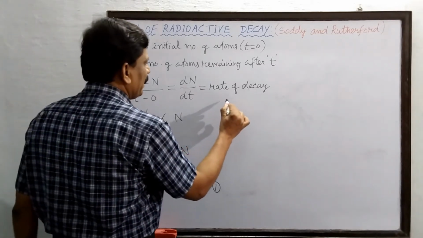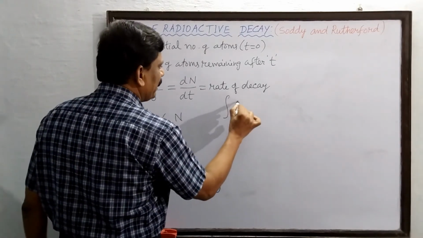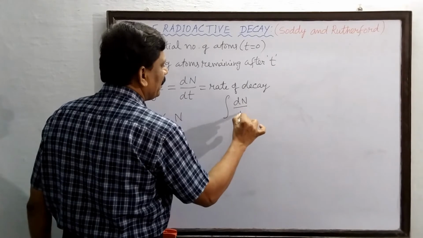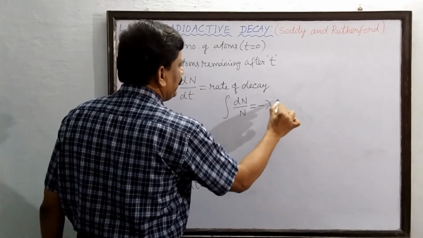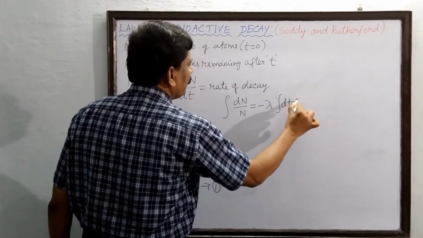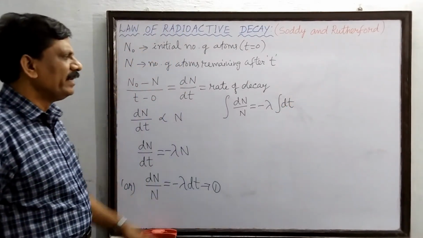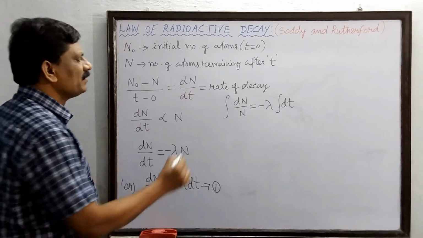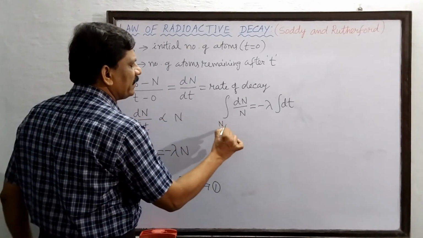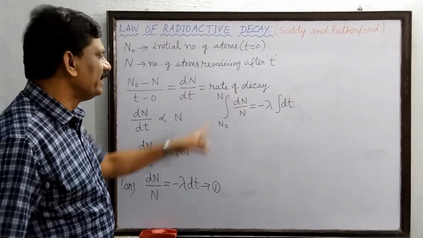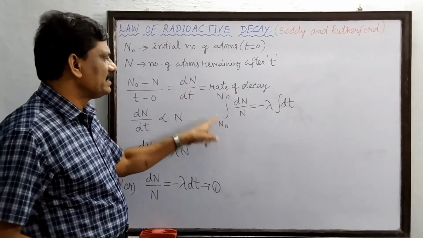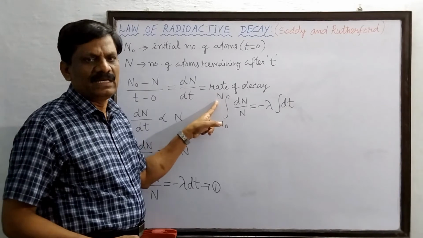So the integral of dN by N is equal to minus lambda into the integral of dt. Now, what are the limits for the number of atoms? The initial number of atoms was N0, and after a time t, the number of atoms remaining undecayed is N. So the lower limit is N0 and the upper limit is N.